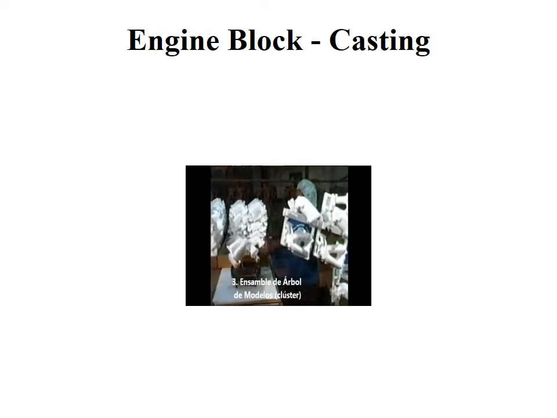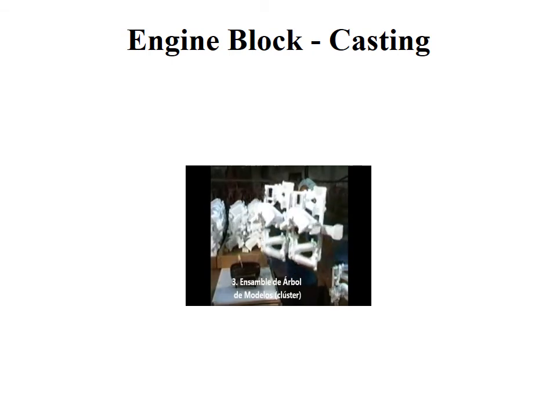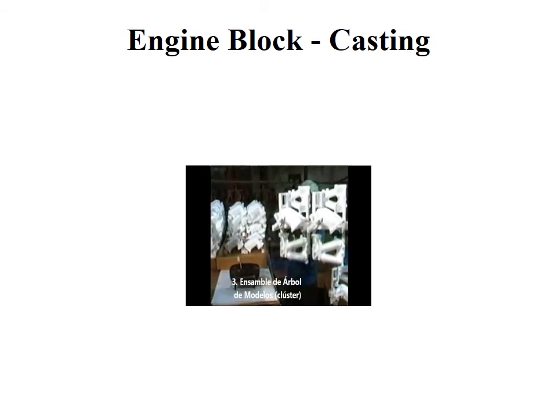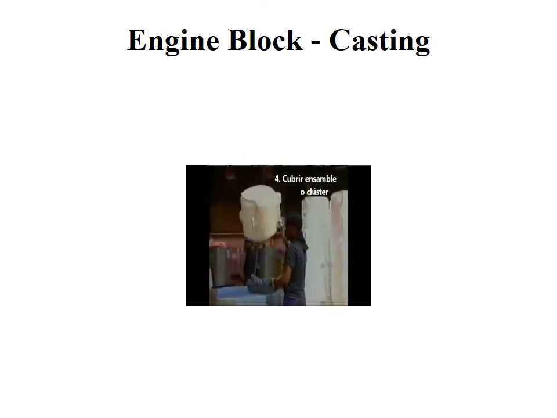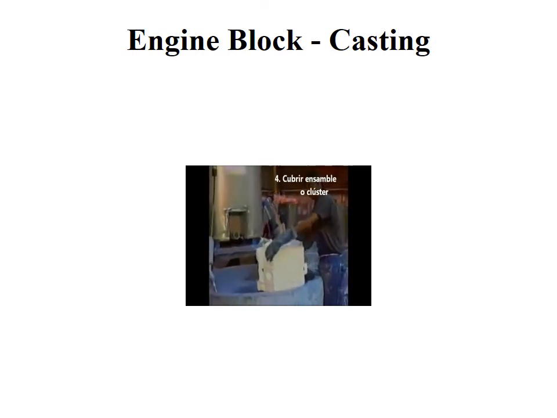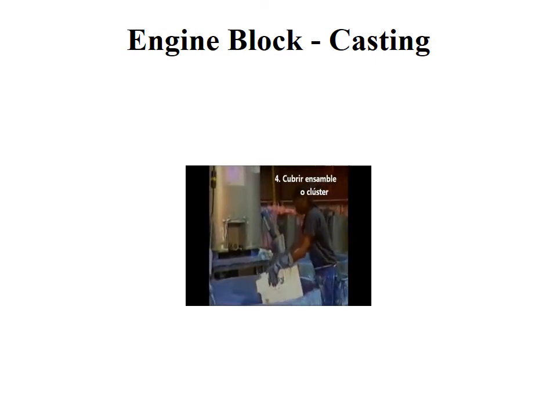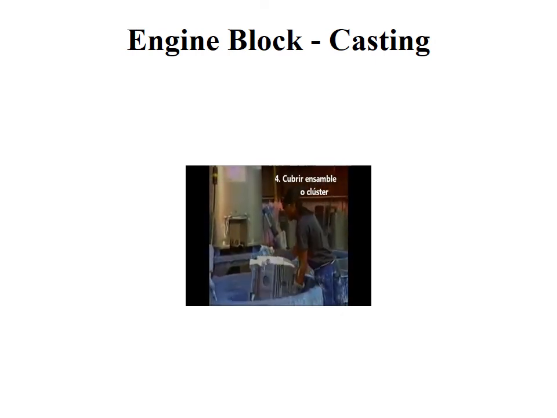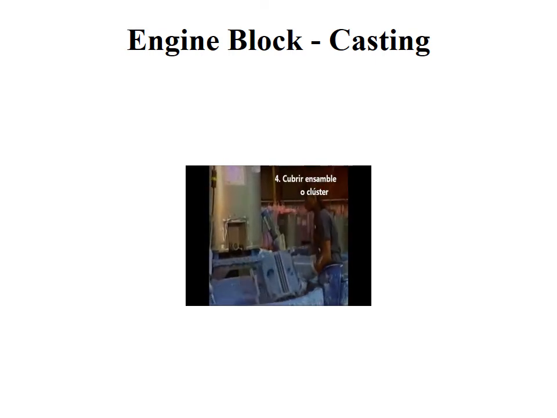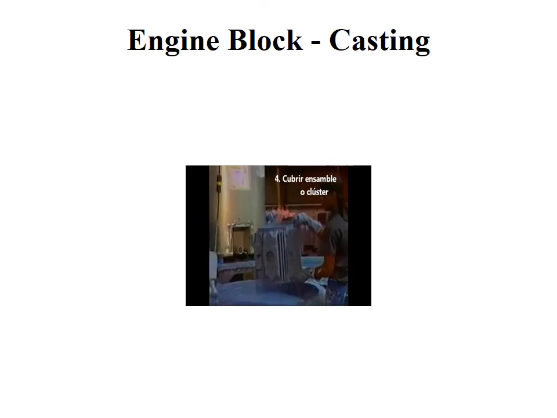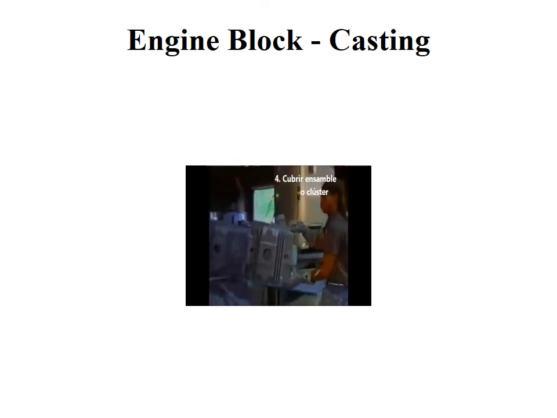Foam replicas are then assembled with a gating system to form a cluster of parts to be produced in one flask. This can be done manually or by machine. Foams or clusters are then dipped in a water-based refractory coating which covers all surfaces of the foam, including internal passages. The coating will now have an internal surface equal to the outside surface of the foam.